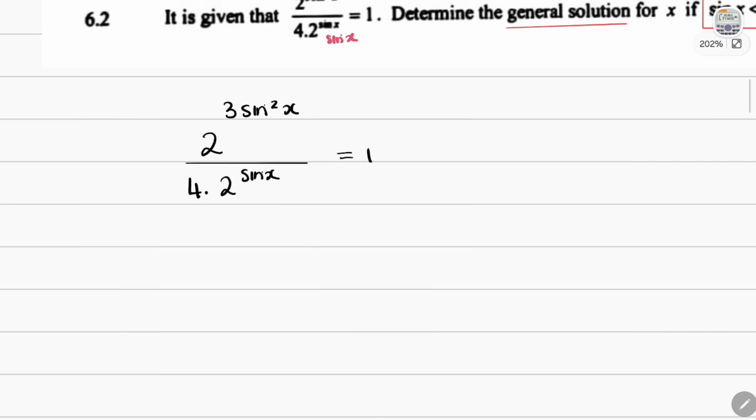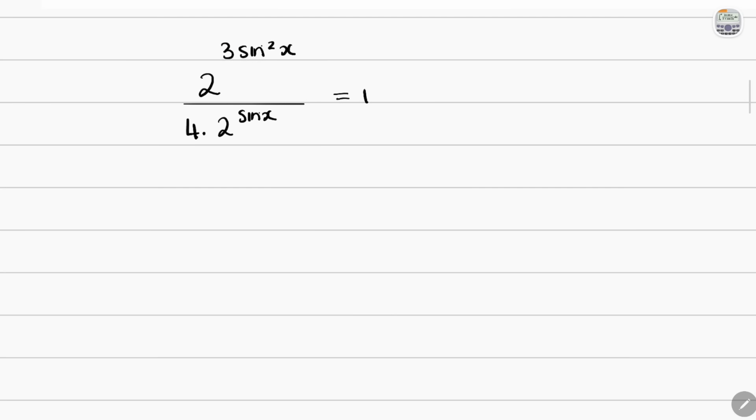So this is what we have, and we need to find the general solution of this. Remember how we just have 2 to the power of something, and 4, and then 2. We can start with the 4s. This is just an exponential equation at the end of the day. So we're just going to simplify that denominator. We have 2 to the power of 3 sine squared x all over, and then 4 can be written as 2 squared, multiplied by 2 to the power of sine x is equal to 1.